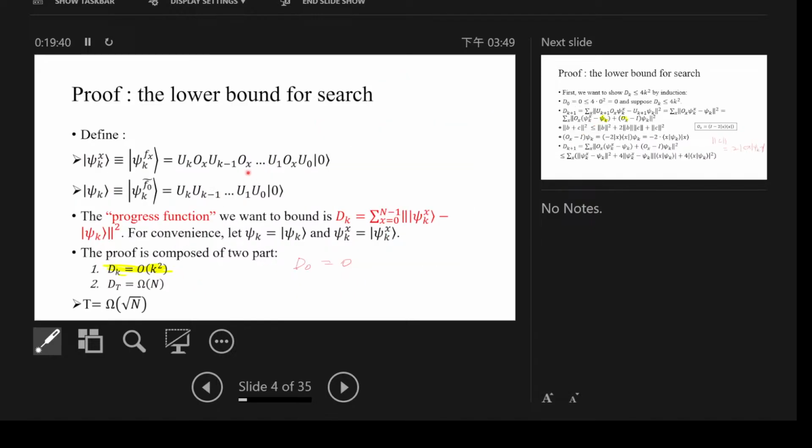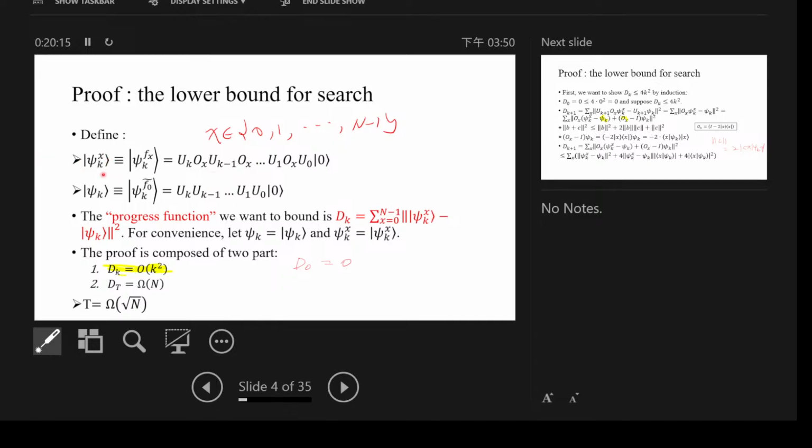So psi k^x is just when only the marked item is at the x location. Once again, x is in this 0 to n-1 set. So there are n different x, n different possible unique marked items, and so this is when the oracle is marked at the x location, after k oracle calls.